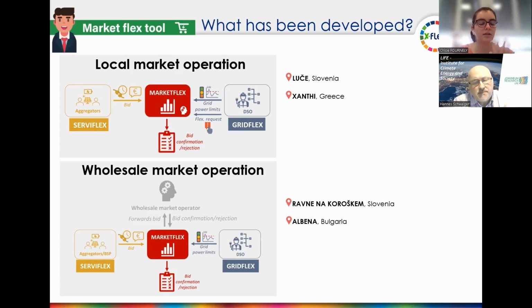The wholesale market operator, the existing market, they do their clearing, they send back their results, and MARKETFLEX shares the results to everyone. So this we tested in the 2 other pilots in the XFlex project, so Ravne na Koroškem in Slovenia and in Albena in Bulgaria.